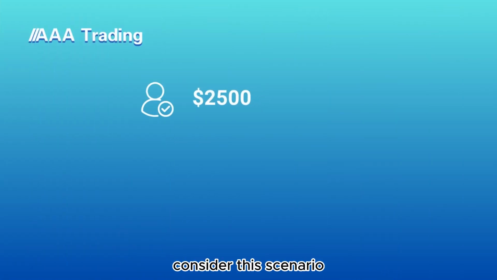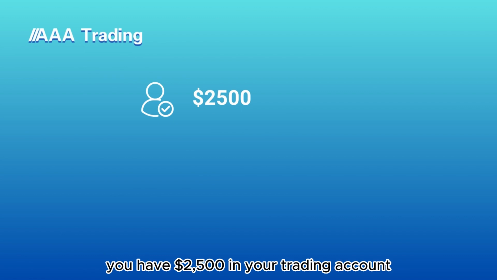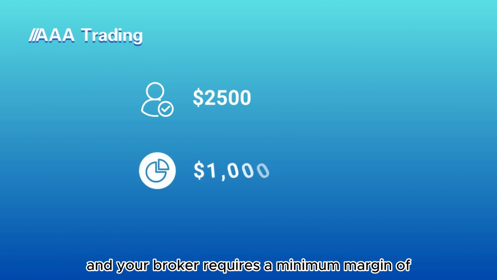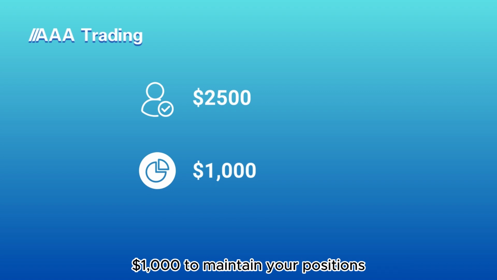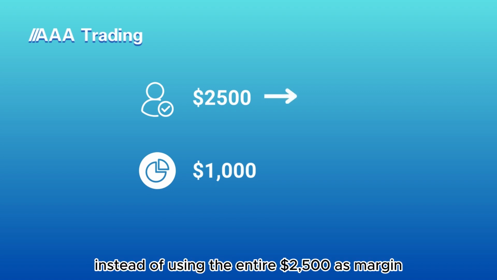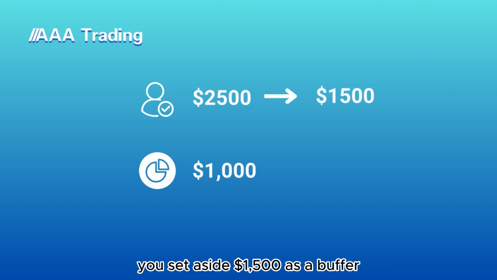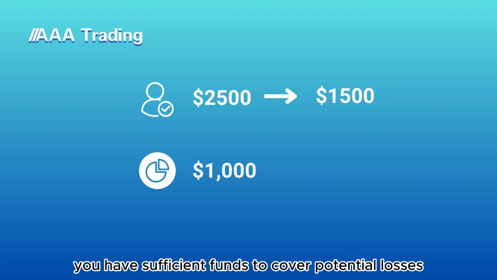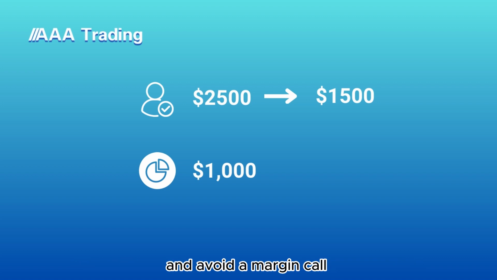Consider this scenario. You have $2,500 in your trading account, and your broker requires a minimum margin of $1,000 to maintain your positions. Instead of using the entire $2,500 as margin, you set aside $1,500 as a buffer. This ensures you have sufficient funds to cover potential losses and avoid a margin call.